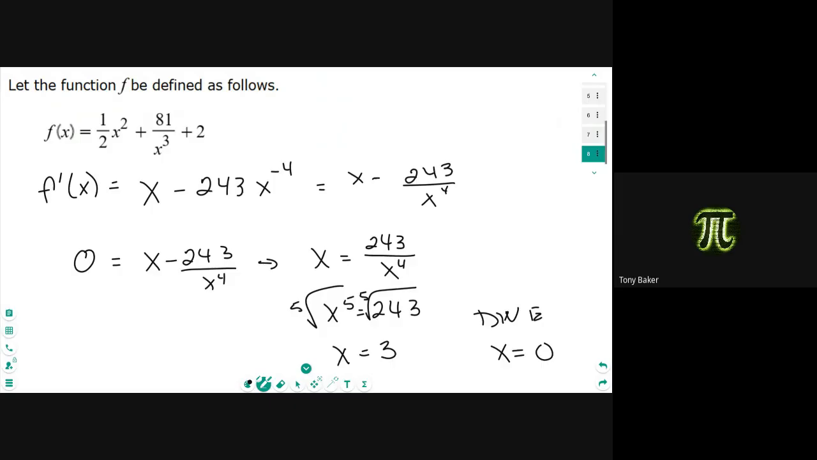Is x equals 3 in the domain of the original function? If I plug 3 into that, will that work? Yeah. You don't have to find the number. You just have to figure out whether it can work or not. So in this case, yes, x equals 3 works. Does x equals 0 work in the original problem? No, because I've divided by x to the third. So my critical number for this one is x equals 3 only.